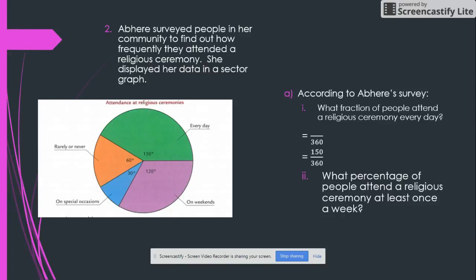What percentage of people attend a religious ceremony at least once a week? So at least once a week, we said was 120. And we're going to divide that by our total, which is 360, and times by 100, and that'll give us our percentage. I want you to do that.